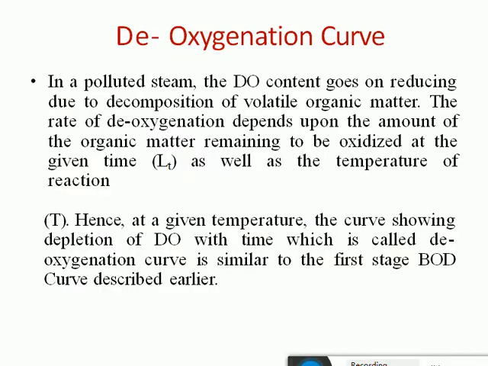Then we have two different curves which come along with the oxygen sag curve. We have something called the deoxygenation curve. What is this deoxygenation curve? In a polluted stream the DO content goes on reducing due to decomposition. Like I told you, whenever you discharge the wastewater, there will be some saturation level of the dissolved oxygen, and that will slowly start to reduce, and that is given by this curve. It is called a deoxygenation curve. Hence the depleting level of the dissolved oxygen with time is called the deoxygenation curve, and it is similar to the first stage BOD.